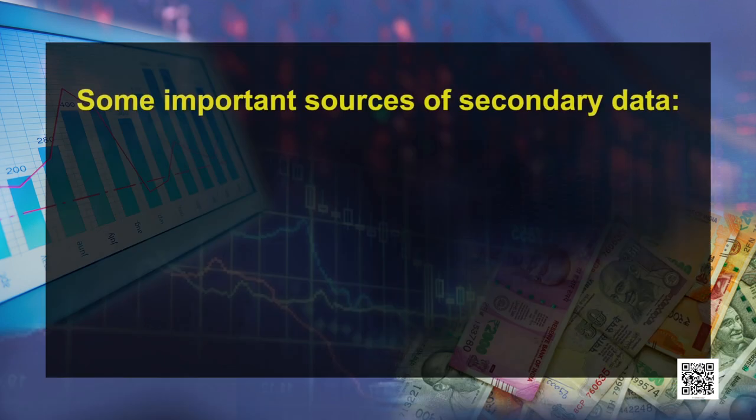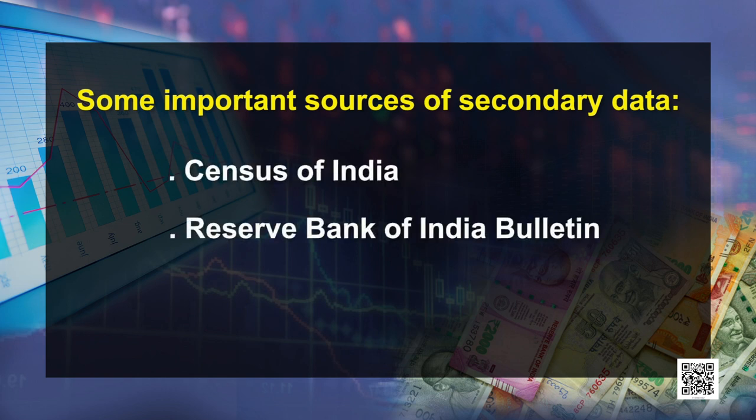Thus, the published data are necessarily secondary data. Some important sources of secondary data are Census of India, Reserve Bank of India Bulletin, Economic Surveys, etc. Thus, the data are primary to the source that collects and processes them for the first time and secondary for the sources that later use such data. Use of secondary data saves time and cost.